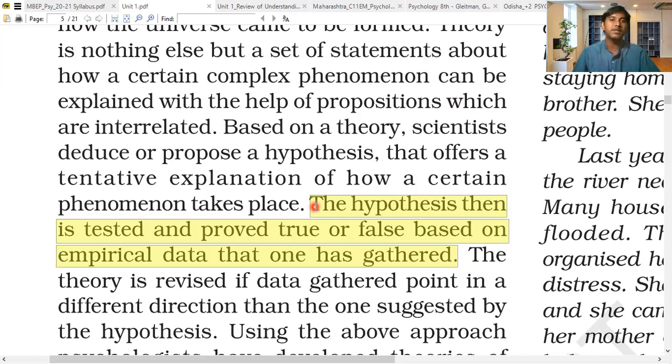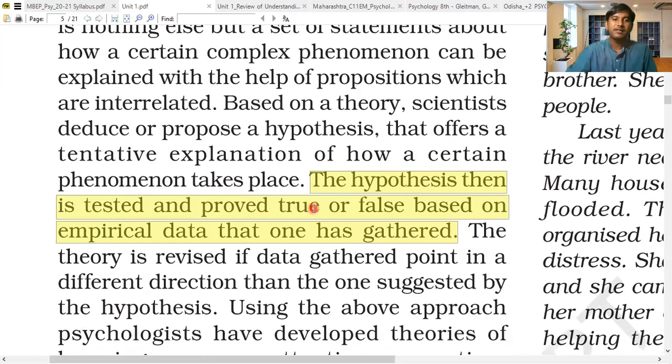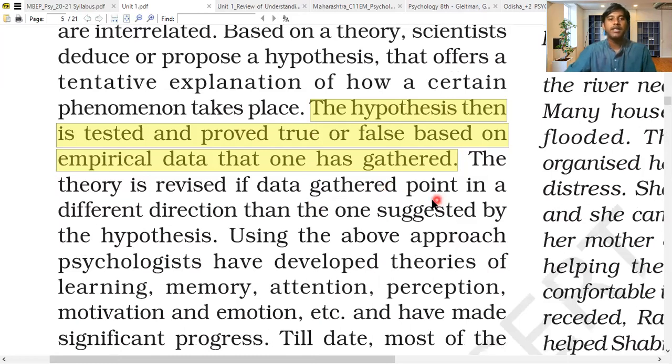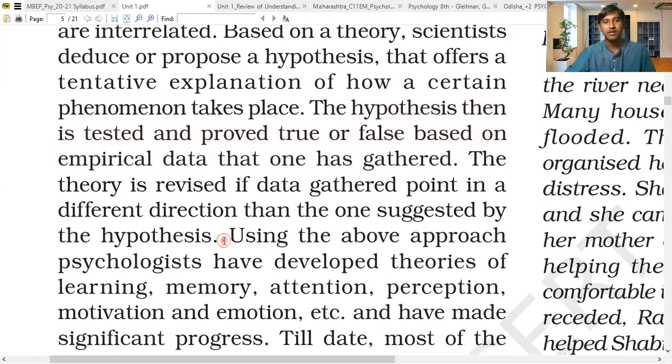If the girls have good results, if there is some impact, you call these variables. We will be discussing that in the next chapter. That is how the process is. The theory is revised if the data gathered point in a different direction than the one suggested by the hypothesis.